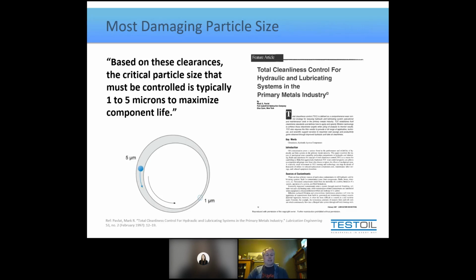This paper was published in STLE's magazine, and it was specific to hydraulic systems. But it said the critical particle size to control must be 1 to 2 microns. But it used a very important word in that statement. It says based on these clearances. And you're wondering, why does 1 to 5 microns matter to the clearances within the hydraulic system?